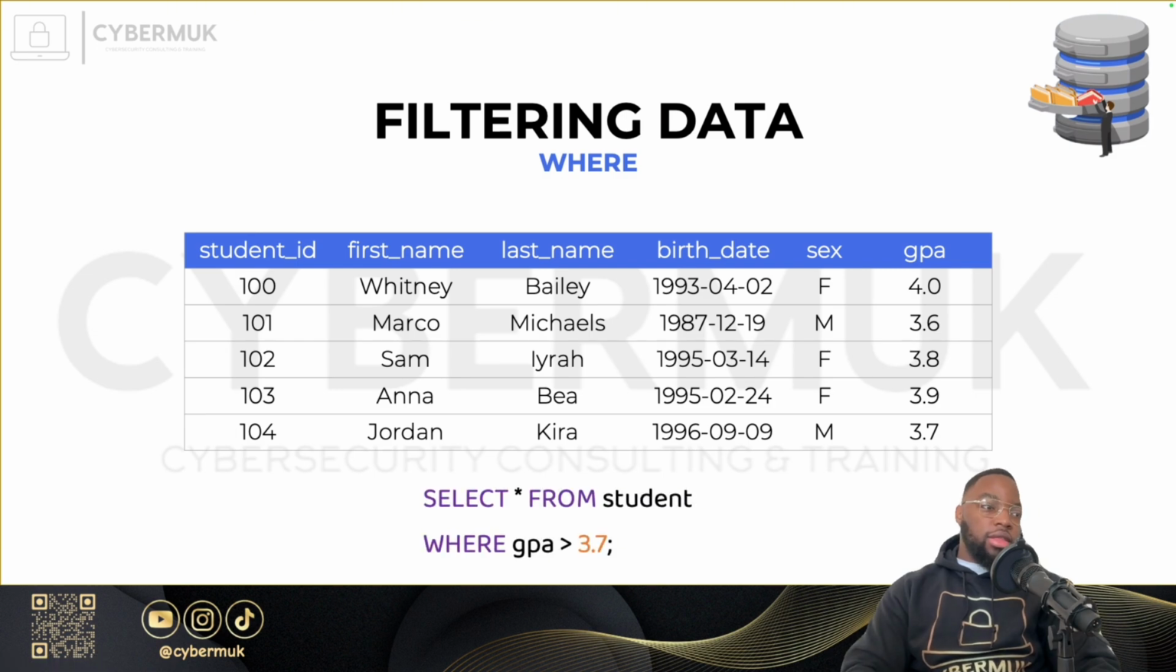Now, if you do a select star from student where GPA is greater than 3.7, pay attention: not greater or equal to, but strictly greater. So that will be Whitney, Sam, and Anna. So we want students who are strictly greater than 3.7. That's your command. So what is it going to look like in PopSQL?